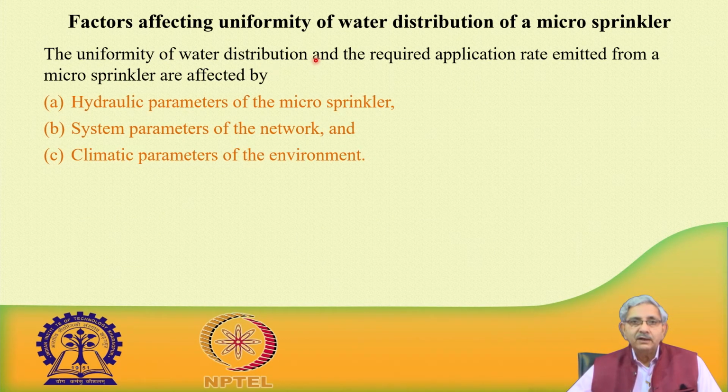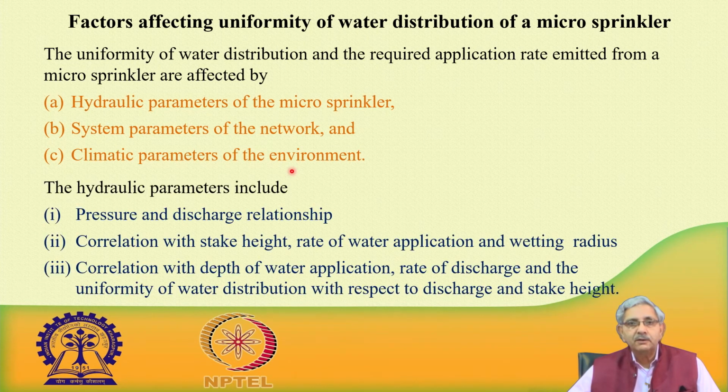Now, the factors that affect the uniformity of water distribution from a micro sprinkler. These factors are affected by the hydraulic parameters of the micro sprinkler, system parameters of the network, and climatic parameters of the environment. These three parameters influence the water distribution pattern.